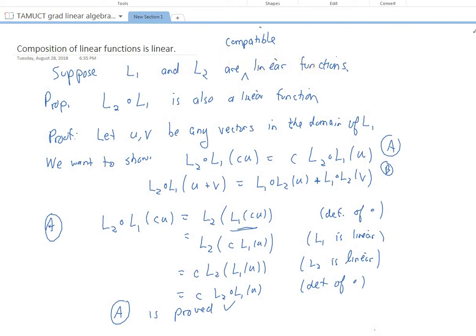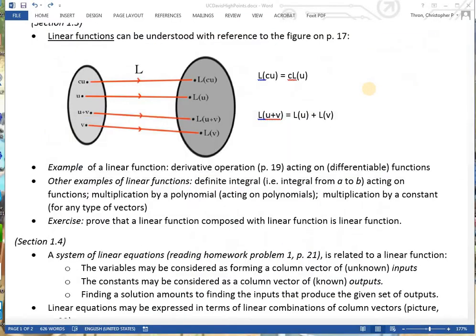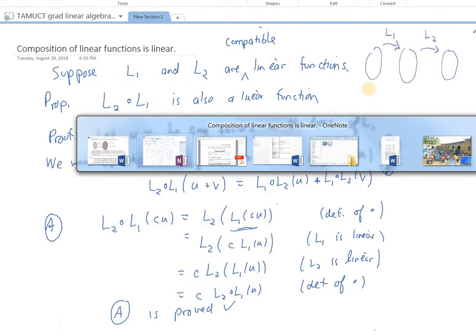Let me draw a picture of what I'm doing here. And get my tablet. So here we have L1 and L2. Okay, here we go. So here I'm going to draw, this is a domain. And here I have L1. And here I have L2. So I'm drawing pictures similar to the picture right here, and similar to this picture, only I'm doing one after the other one.